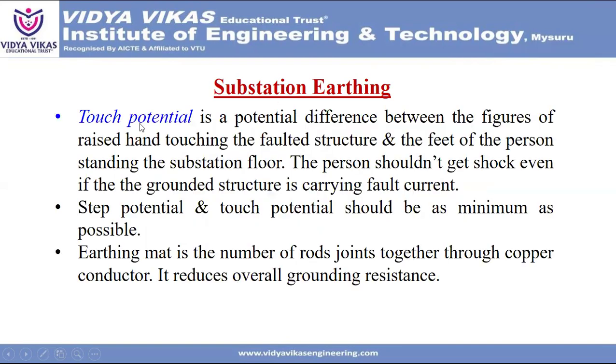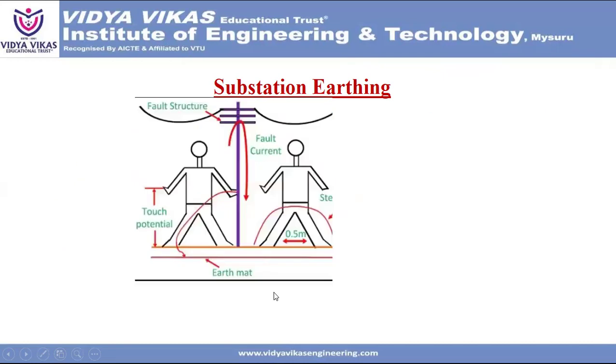And then touch potential is the potential difference between the fingers of the raised hand touching the faulted structure and the feet of the person standing on the substation floor. The person should not get shocked even if the grounded structure is carrying fault current. Step potential and touch potential should be as minimum as possible. Earthing mat is a number of rods joined together through copper conductor. It reduces the overall ground resistance.